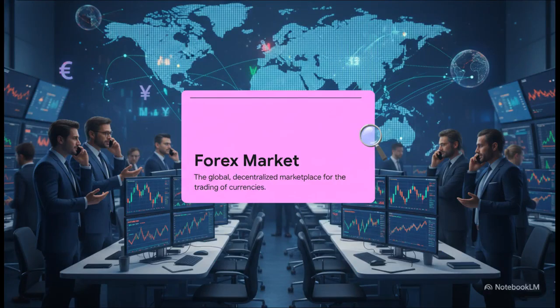But before we get lost in the weeds of trading strategies, we really need to define our arena. Simply put, the Forex market is the global decentralized marketplace for the trading of currencies. And hey, that word, decentralized, that's the key right there. Unlike the stock market, which has a central physical hub like Wall Street, Forex is this massive global electronic network. It's running 24 hours a day, 5 days a week.